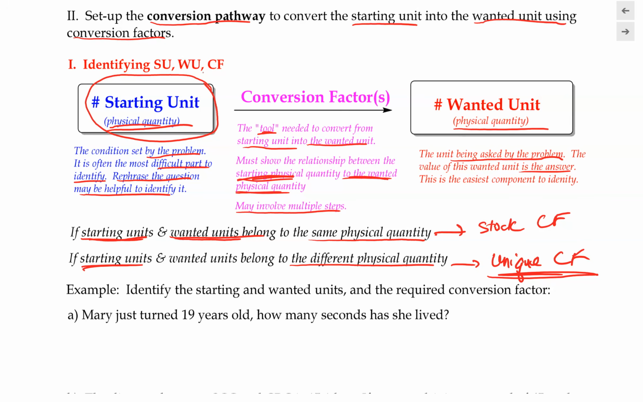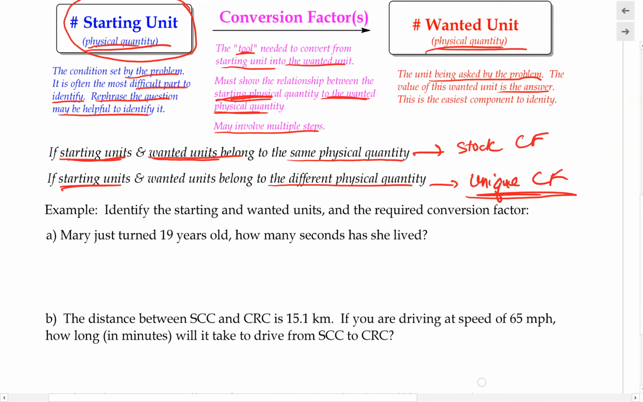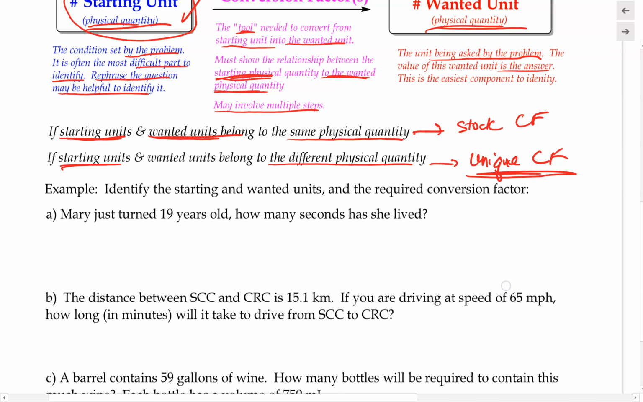Once we know where the person is and where the person needs to go, then you can give them the instructions. First step, make a left, make a right, and so on, to get to the final destination. And the final destination is equivalent to the wanted unit. So it's very important that we know how to find all three of these components. Let's now do some practice problems to find the starting unit, the wanted unit, and the required conversion factor.